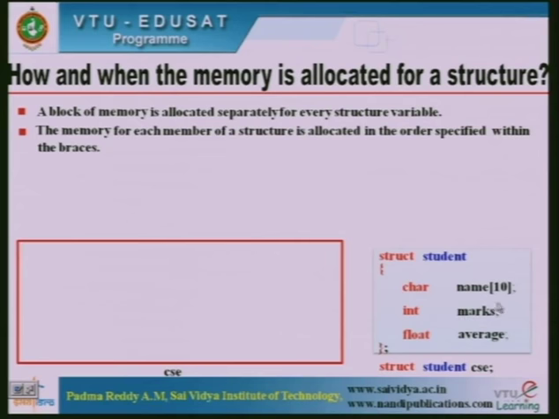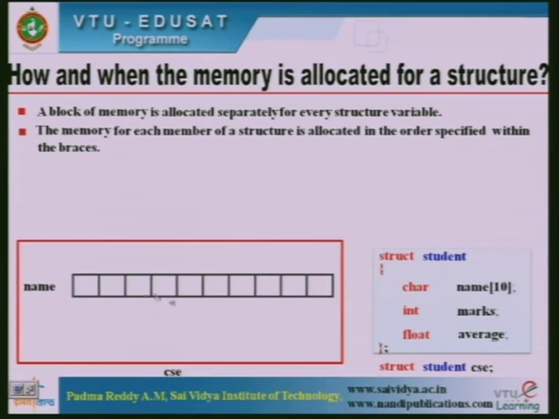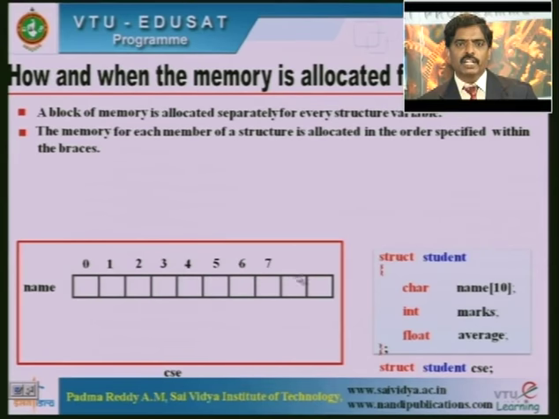braces. What is the first one? Name, second one marks, third one average. In this order only memory will be allocated inside this block. So, what is the first one we have? Name. Name is an array of how many characters? 10 characters. So, we reserve how many memory locations? 10 memory locations, ranging from 0, 1, 2, 3, 4, 5, 6, 7, 8, 9. So, totally how many memory locations have been reserved? 10 memory locations have been reserved for the variable name.